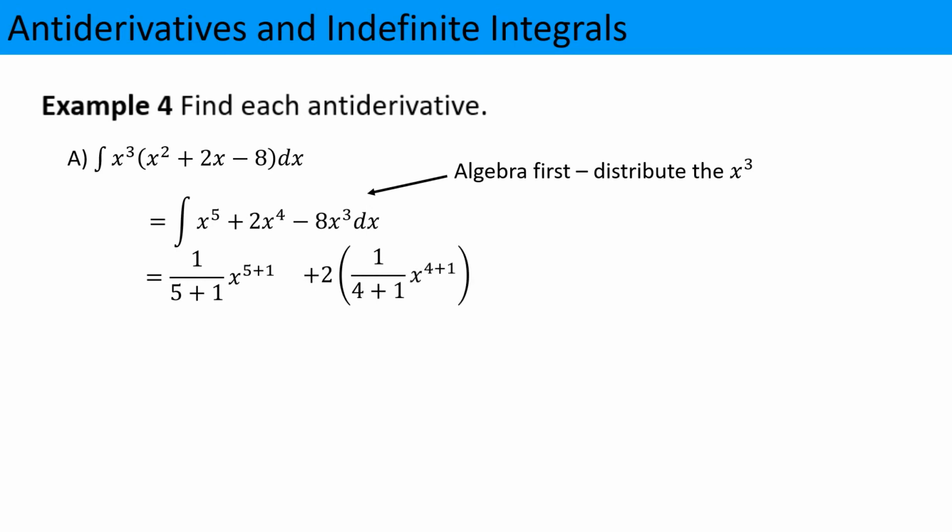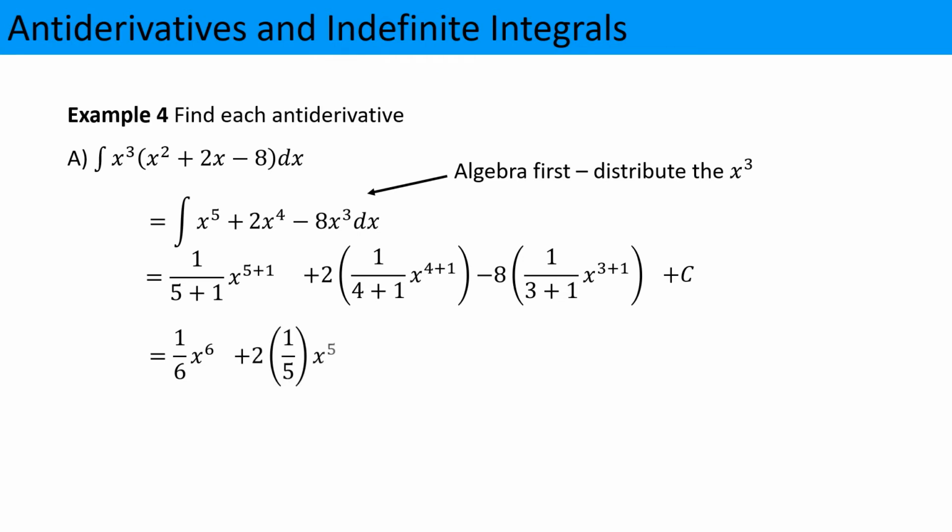Then one term left. We'll have minus 8, and we want the integral of x cubed, so that'll be 1 over 3 plus 1 times x to the power of 3 plus 1. And don't forget the plus c. Now let's do some of the arithmetic. We'll get 1/6 x to the sixth plus 2 times 1 over 5 x to the fifth minus 8 times 1 over 4 x to the 4 plus c.